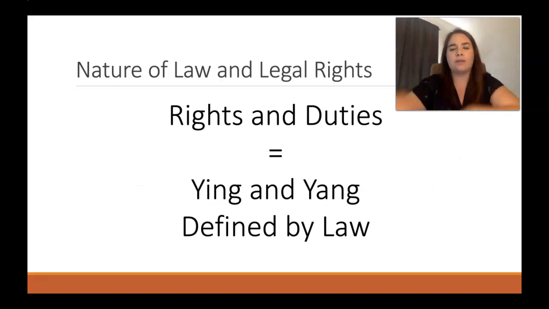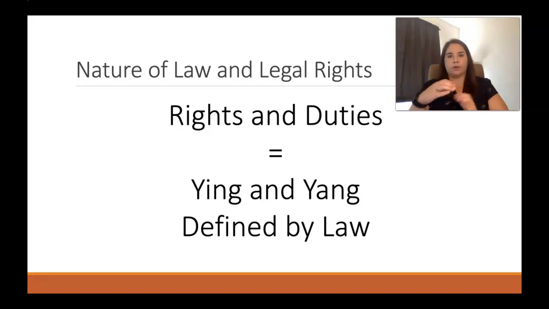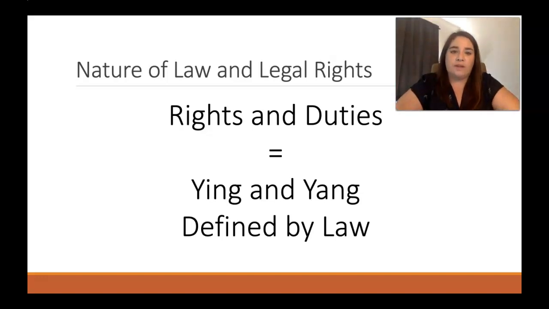So the way that I want you to think about duties and rights is that they are a yin and a yang to each other. One cannot exist without the other, because if you don't have a right, then nobody has a duty to not do something to you or to do something for you. And then conversely, if there's nobody who has a duty to do that for you, you don't have a right. And so this is a yin and yang relationship that's defined by the law.